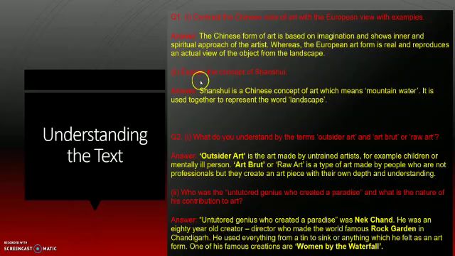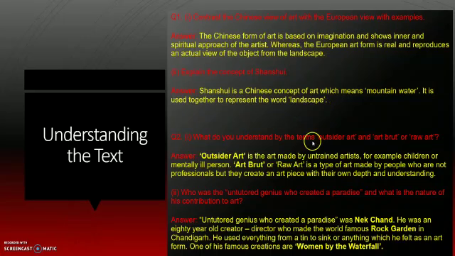The second part is explain the concept of shan shui. As we read in the story, shan shui is a Chinese concept of art which means mountain water. So it is used together to represent the word landscape. Now question number 2.